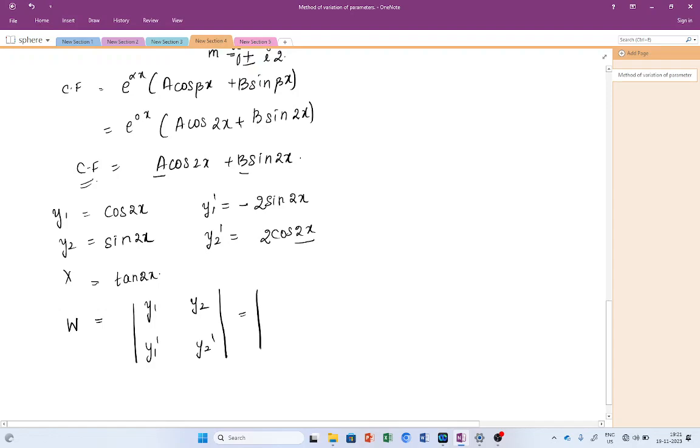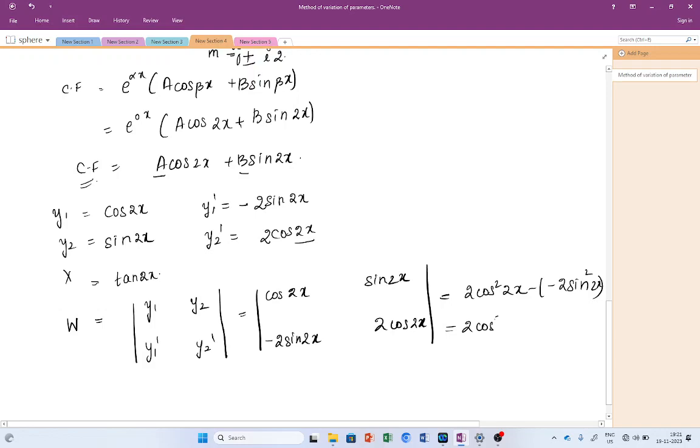Now I'm going to find what my W is. It is cos 2x, sin 2x, here it will be minus 2 sin 2x and 2 cos 2x. Now if I cross multiply, it will be 2 cos square 2x minus of minus 2 sin square 2x. So it is 2 cos square 2x, and minus and minus will become plus 2 sin square 2x.